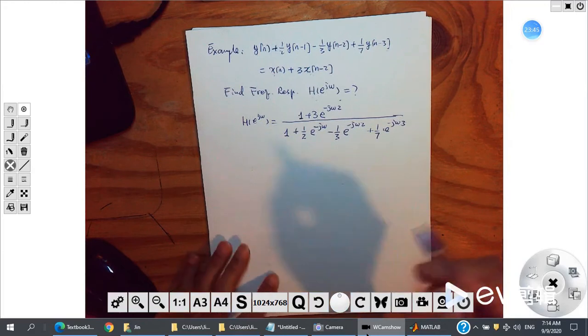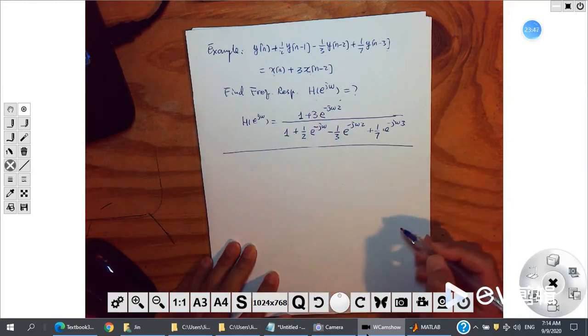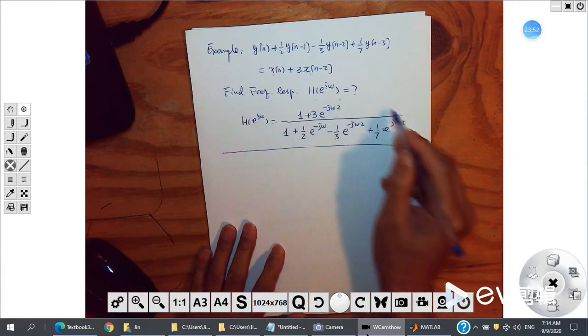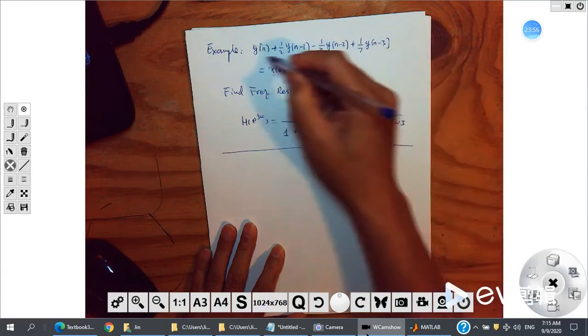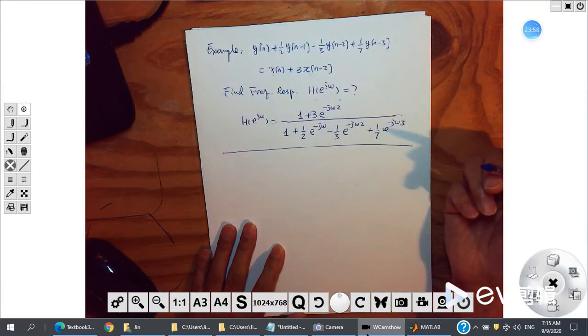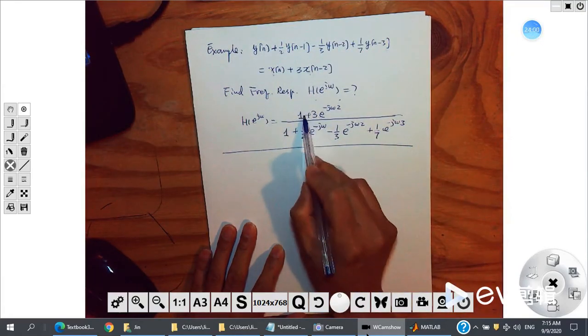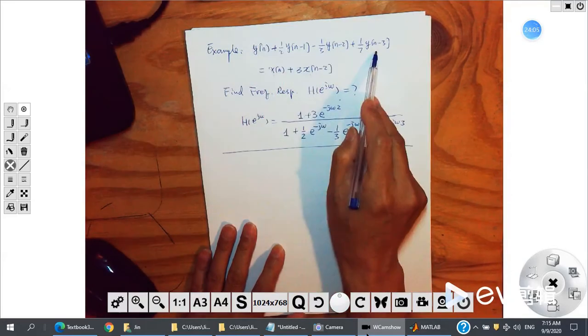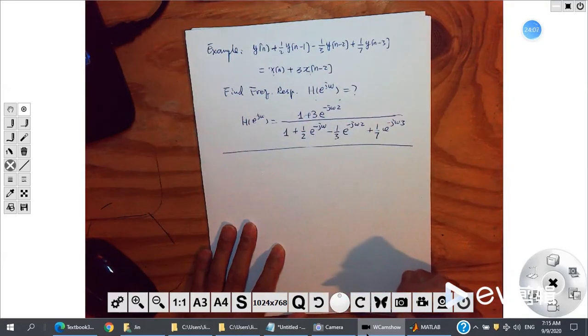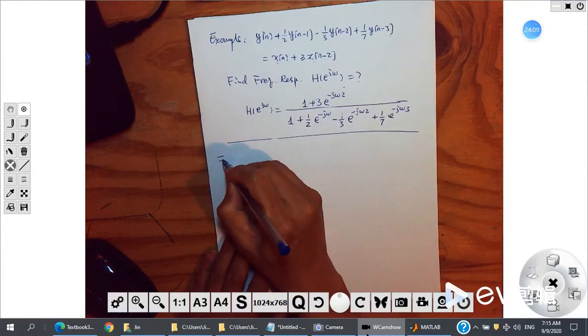So you can write this directly. And you can do it the inverse way. If you know the frequency response, you can go back to the equation directly. You just take the numerator according to the input and the denominator according to the output. That's it. Alright, we can check another example.